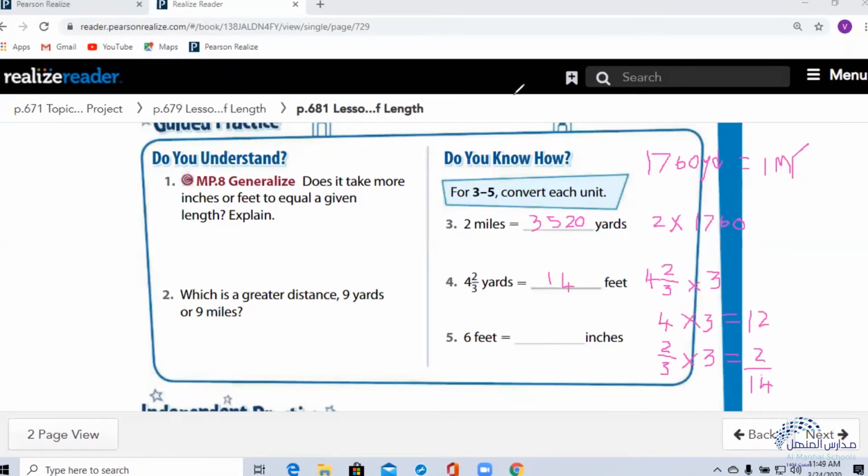Let's take another color to represent number 5. So I know I have to look at 6 feet. If I look at my data set, I know there are 12 inches for each foot. So if I have 6 feet, I have to multiply that with 12, because there's 12 inches in 1 foot. So 6 times 12 gives me 72. So there are 72 inches in 6 feet.